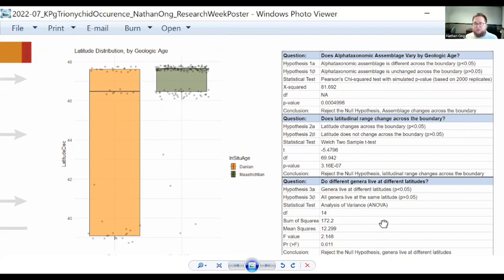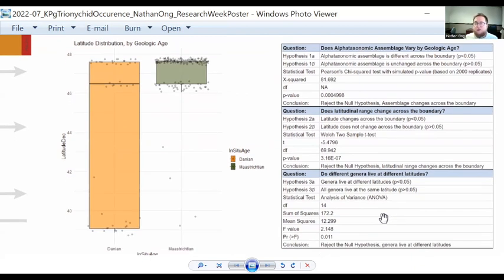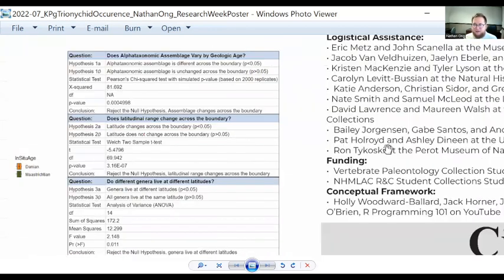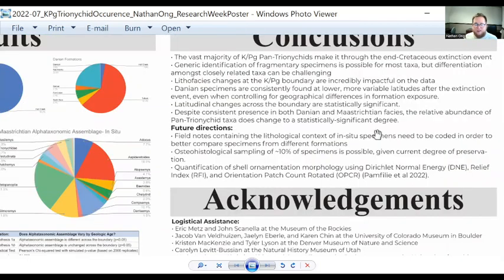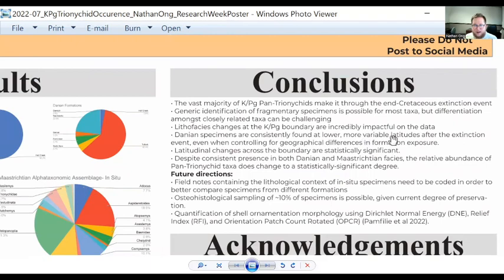And then the next question was, do all the genera live at the same latitude? Which of course they don't, they live at different latitudes. And so we were able to, again, reject the null hypothesis. These genera are living at different latitudes to a statistically significant extent. Again, we can see this graphically, but it's good to just run the statistical tests just to be certain. So with that being said, here are some conclusions from the data.